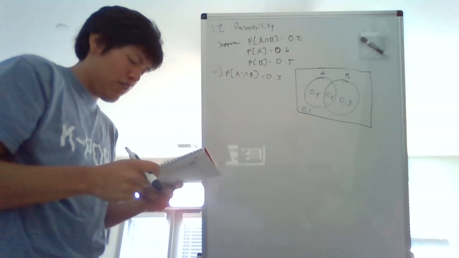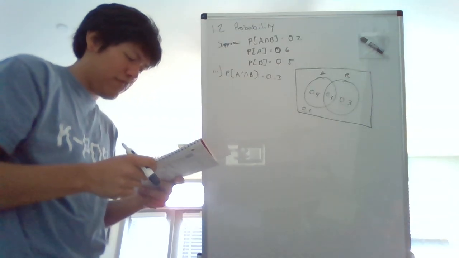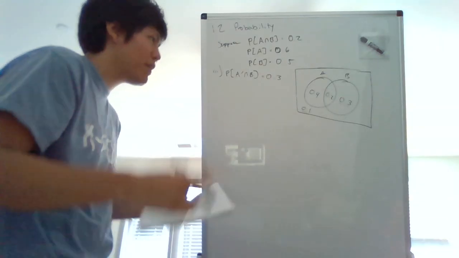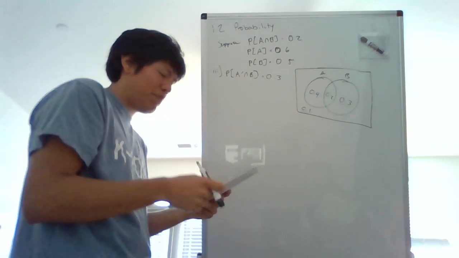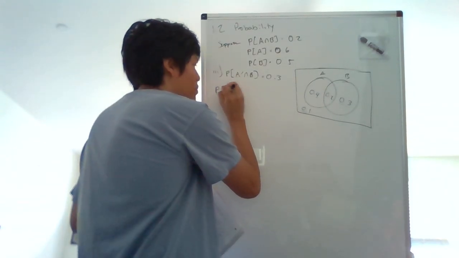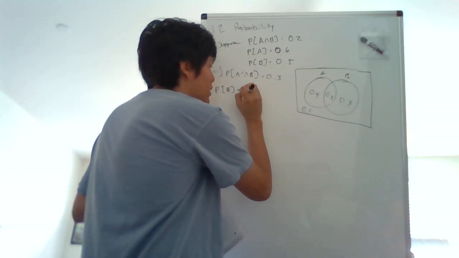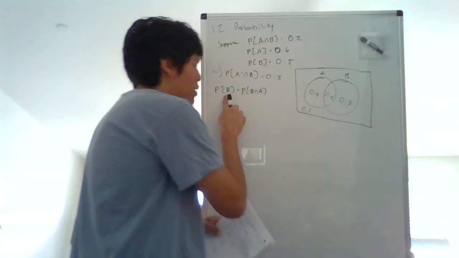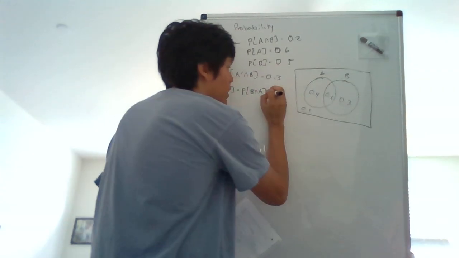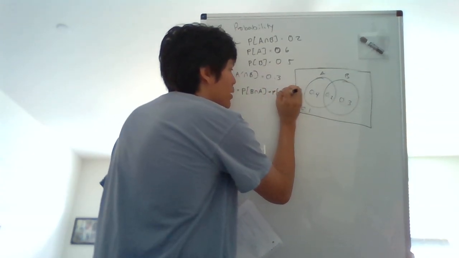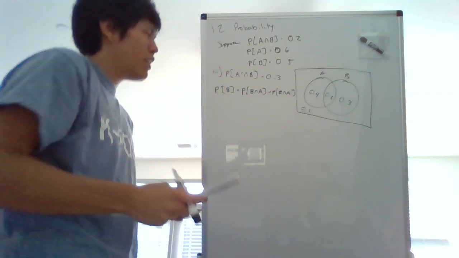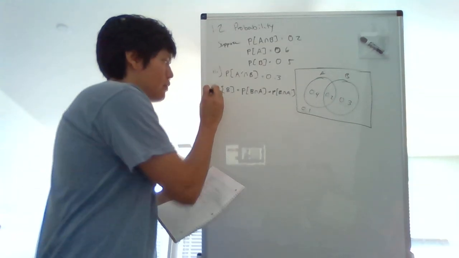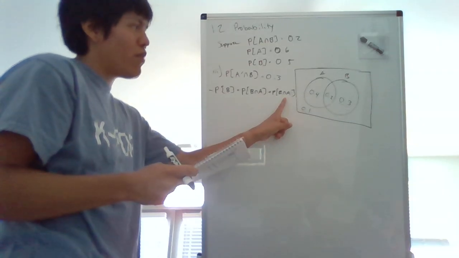All right. Now, let's see. Okay. Using a previous rule, if you remember that the probability of B is equal to the probability of B intersect A plus the probability of B intersect the complement of A. All right. And this is a rule from the last video. But what we want to find is this.